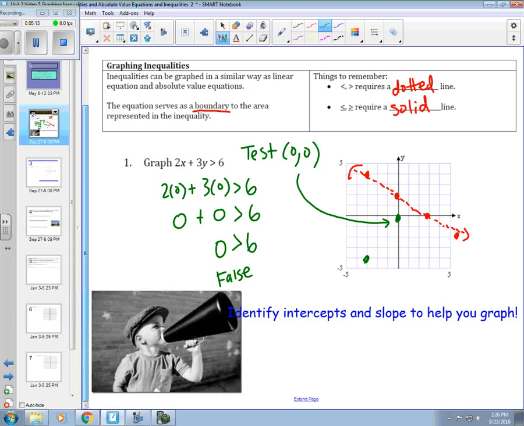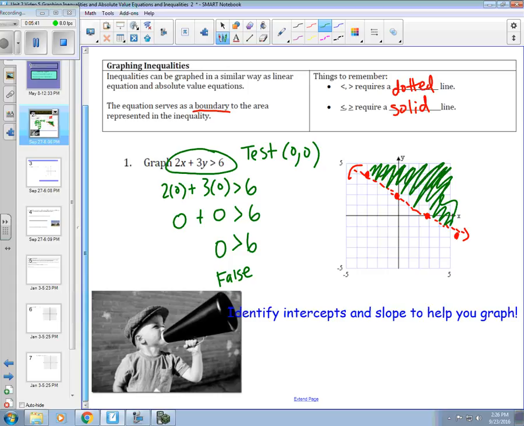That means if I picked any points on this side of the line, no matter where I picked it, none of these points, if we tested them, would make this statement over here come out to be true. All the points that do make it true are on the opposite side of the line. So what you want to do then is on the opposite side, you want to go ahead and shade that in. The shading indicates all your answers are on that side of the line.